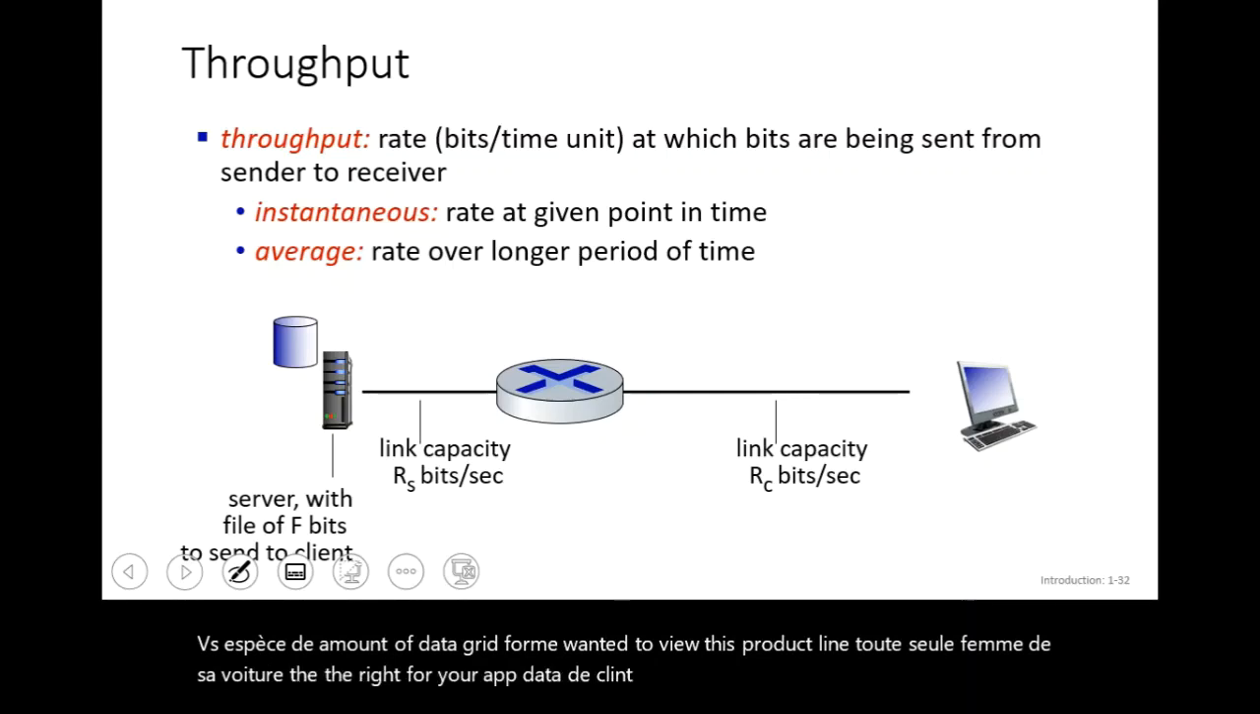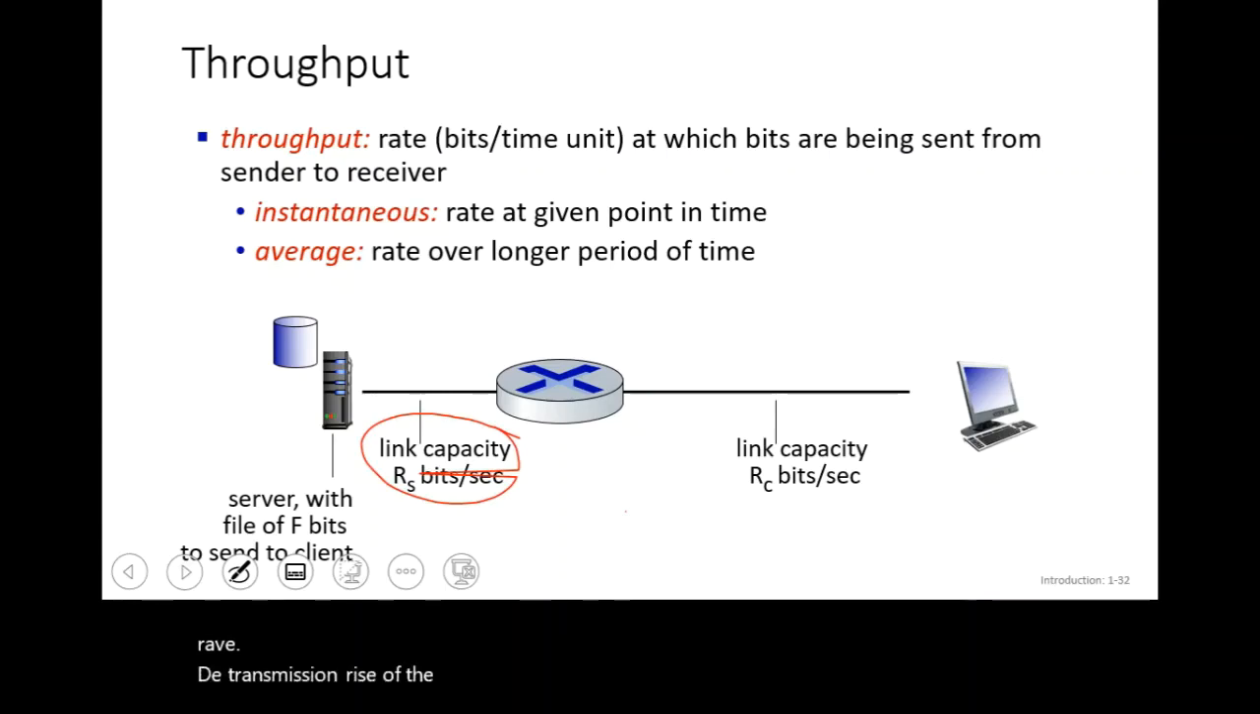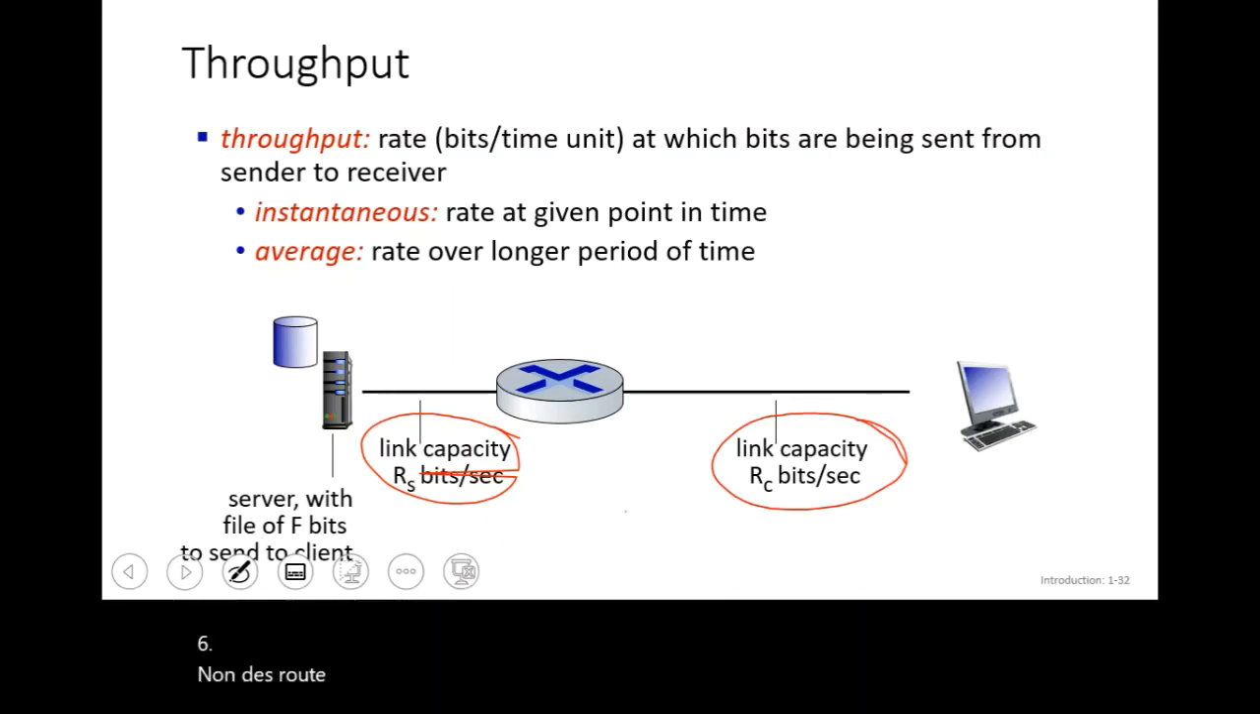So basics here, we have to mention that we have the transmission rate of the server, we'll call it RS, right? Now we have the transmission rate of the client, we'll call it RC. Now the throughput is the rate at which we're sending the data from one server to the client, to the router, to the server to the router, stuff like that.